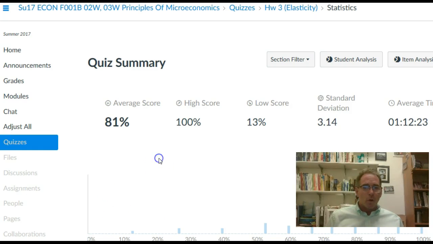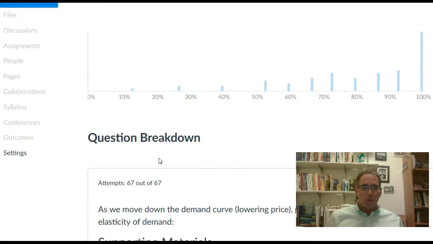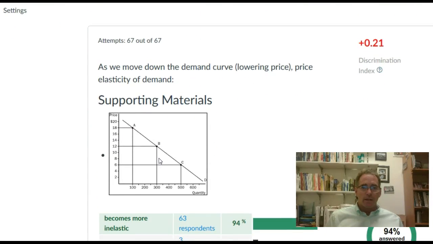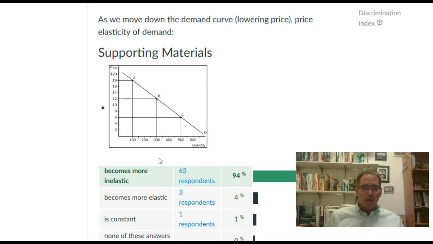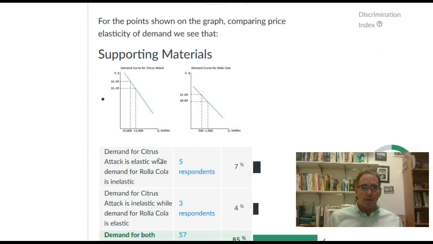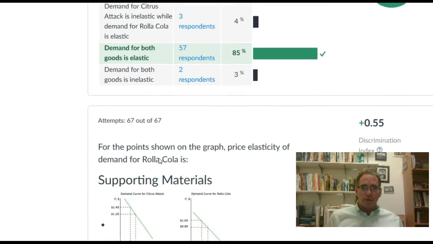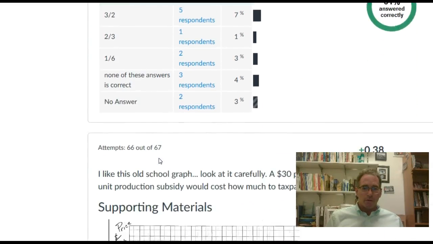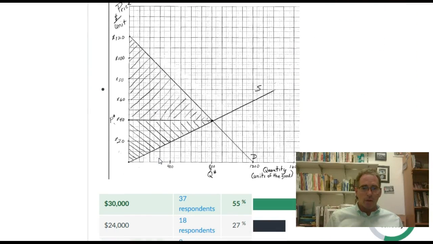Alright, so quickly let's go over the homework a little bit. This is what I get and I look at. So I think you guys got it. Calculating elasticity, not a problem. 85% correct, 88% correct, 81% correct. This was the lowest scoring question, and again, I think for the most part you figured it out. Only this one was very low.